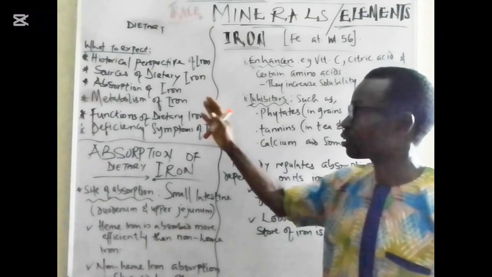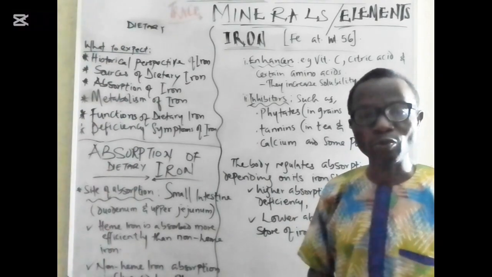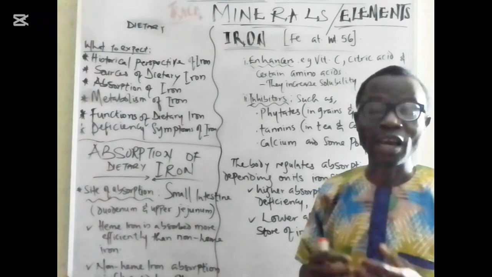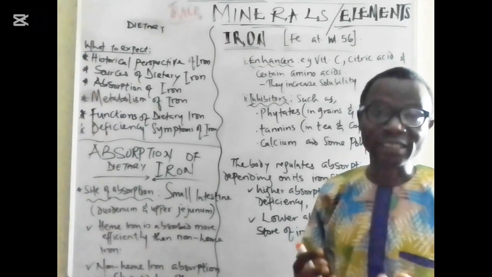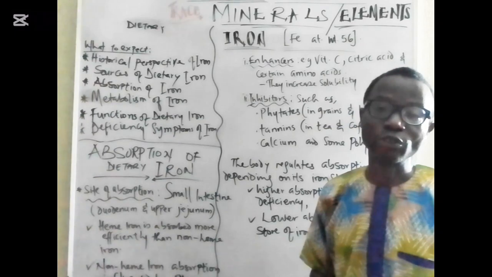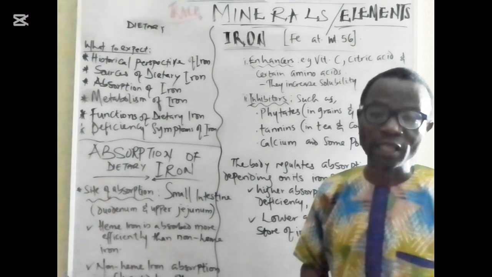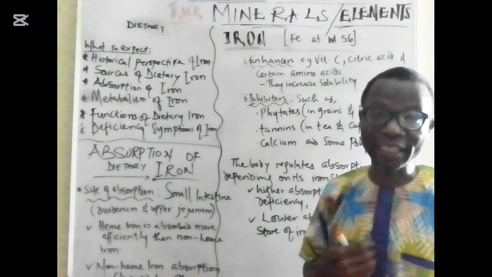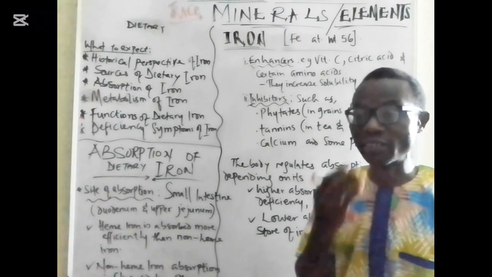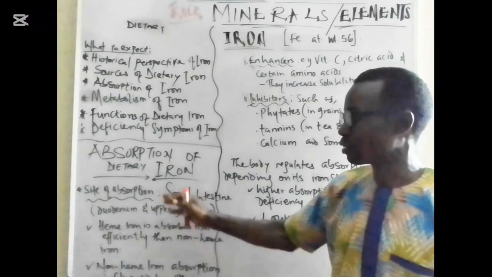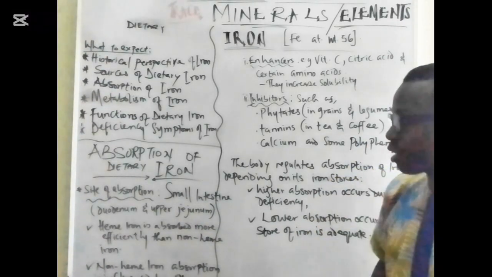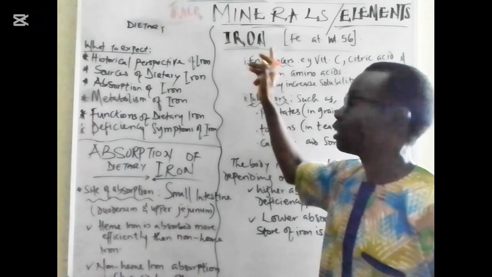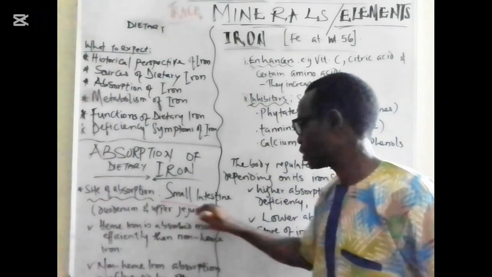Now, today we'll be looking at absorption. Absorption comes after you get the source of a particular nutrient and you consume it. After consumption, or ingestion, is digestion. After digestion, you have absorption. Now, the main site of absorption for most nutrients is the small intestine. Yes, for carbohydrates it starts in the mouth, but for most nutrients it starts in the small intestine. So the site of absorption for iron as a nutrient is the small intestine.